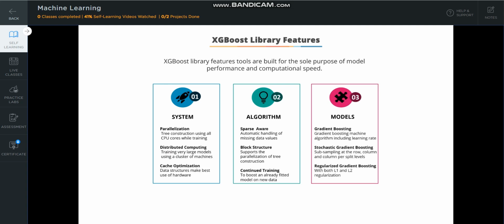Model features are gradient boosting. It uses gradient boosting machine algorithm, including learning rate. Stochastic gradient boosting. It does subsampling at the row, column, and column per split levels. Regularized gradient boosting. It does regularization using both L1 and L2 regularization.